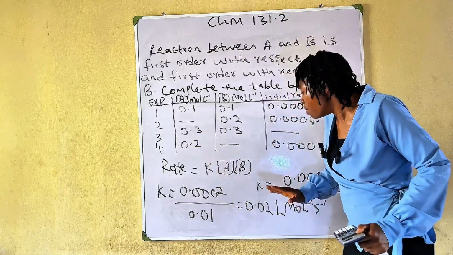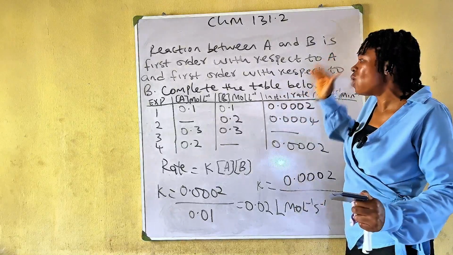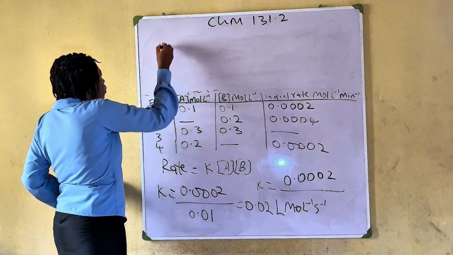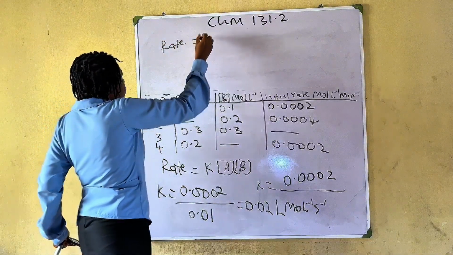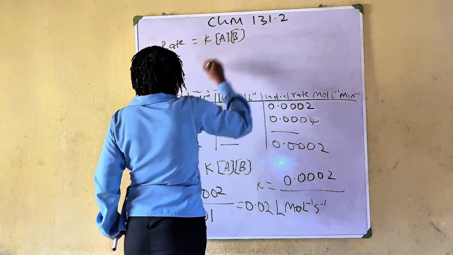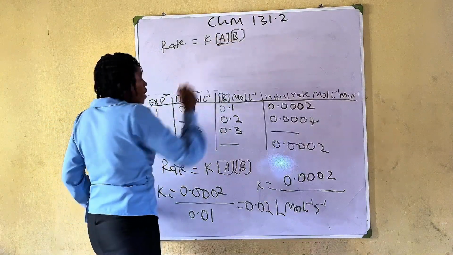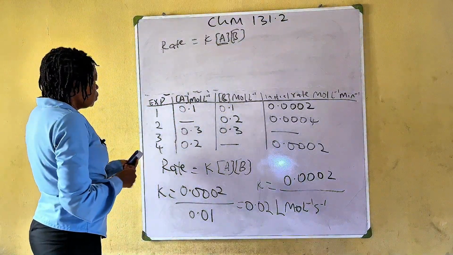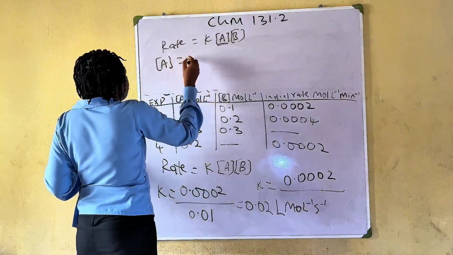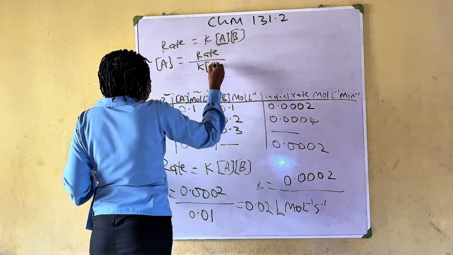Since I found k, remember this rate constant is the same. If you use experiment 1, it's the same for all the experiments. It is the same value. Experiment 2. So for experiment 2 we are looking for the concentration of A. So what I'm going to do is to rearrange this formula. So the concentration of A will now be rate all over k times [B].